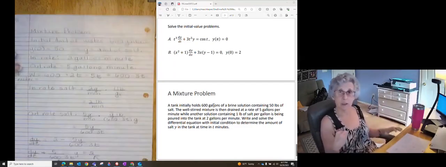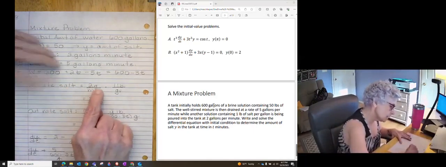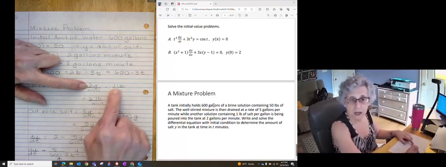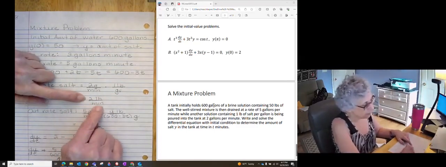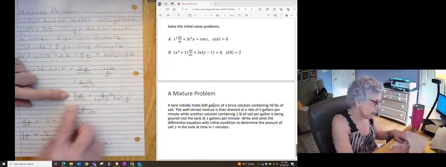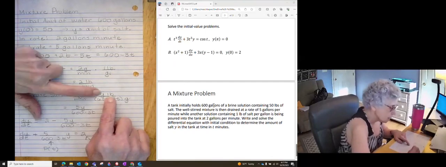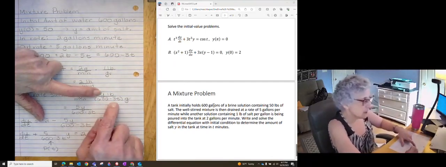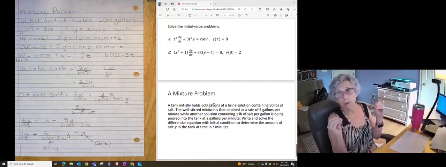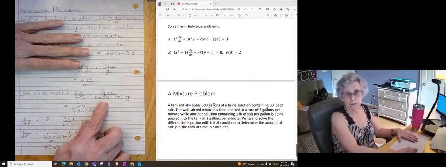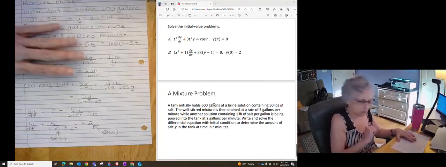Now let's find our in and out rates for the salt, just like we did before. The in rate for the salt was 2 gallons per minute times 1 pound per gallon. Gallons cancel with gallons, 2 pounds per minute. The out rate, 5 gallons per minute, just like with the water. Y pounds in 600 minus 3t gallons of water. So before that was just a number because it wasn't changing. Now the amount of water is changing. And then we combine that into 1 unit.